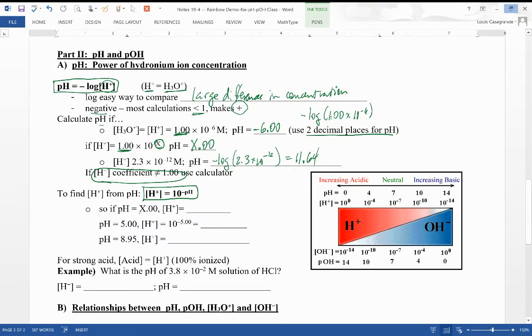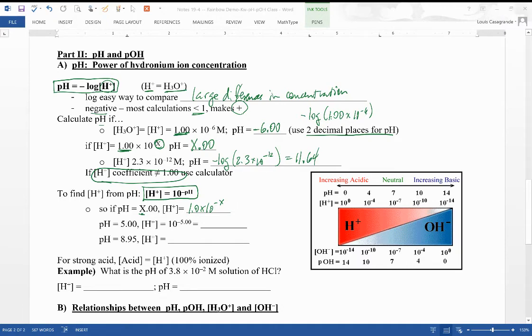As before, if we have an x.00, we're going to take that x and we're going to say that the hydrogen concentration is just 1.0 times 10 to the negative x. I want you to always write the hydrogen concentrations like this. Or you can write them in decimal form if it's like 0.1 or 0.01.